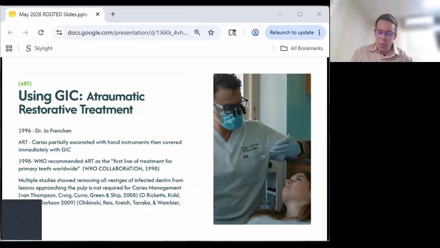This is where I get a little political. I'm a card carrying member of the ADA. I told you, I'm the president-elect for New Hampshire for the AAPD, but in 2001, the AAPD actually came out and called this ITR, interim therapeutic restorations. What is implied in that name is you have to go back. It's not definitive. And I'm going to let you know, we treat these restorations as definitive until proven otherwise. We are not saying this is substandard care. We are saying that if you do ART and it doesn't progress, there's no need to go in a second time.